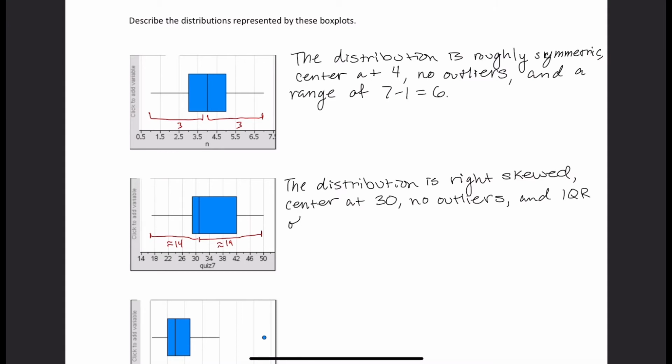So an IQR of our Q3, so remember Q3 is always that right side of the box, minus Q1, so maybe it's 29, I'd say, since these ticks are going by 4s each time. So this would give us an IQR of 13, and that could cover that distribution.